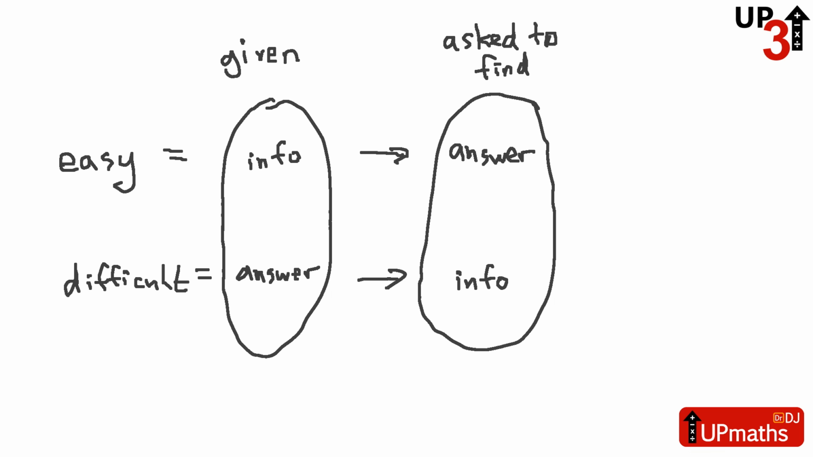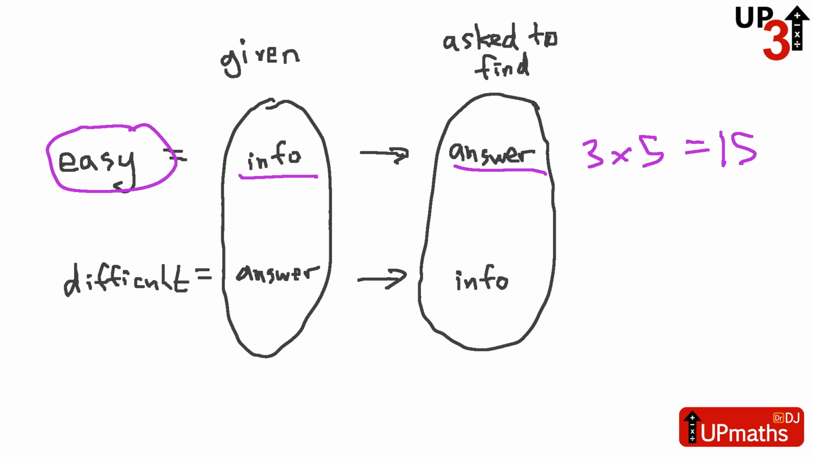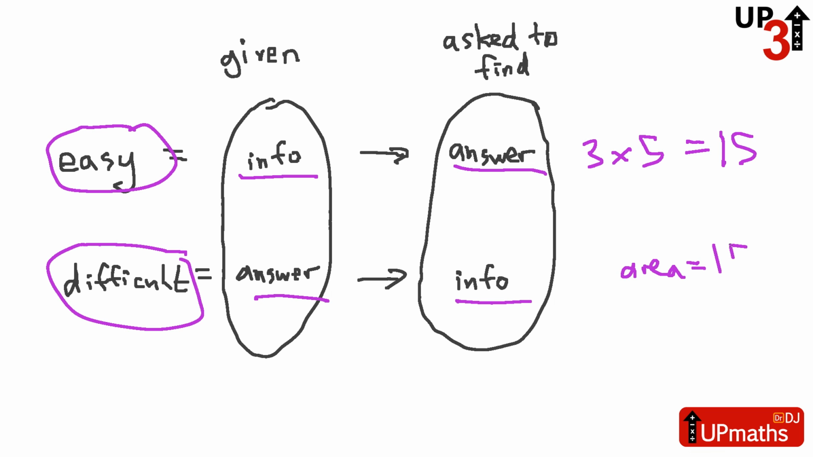Well, in an easy question, you start with the information, and then you have to calculate the answer. What do I mean? Maybe you're given the width and height of a rectangle, and you have to find out the area. What about a difficult question? Well, then you're given the answer, and you're asked to find some of the information. So maybe you're told that the area is 15, and you're asked to find out what the height is.